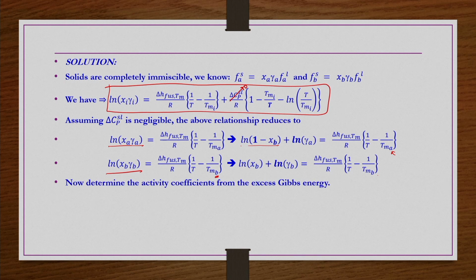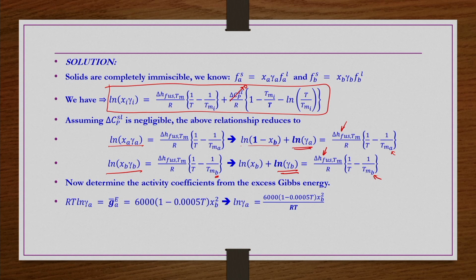So, now we have to solve these equations. These delta H fusions are given for both the components, Tma and Tmb are also given. So, we have to find out this temperature and the composition Xb. So, there are two equations and two unknowns, but what about the activity coefficients? That we do not know, but the molar excess Gibbs energy expression is given. So, we can use that expression to get ln gamma A, because we know RT ln gamma A equals minus Ga bar E.